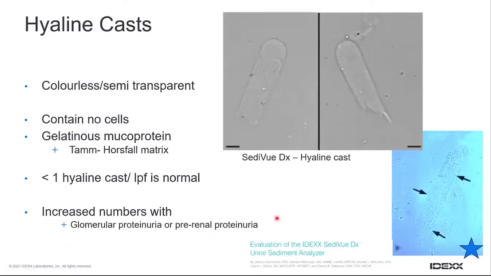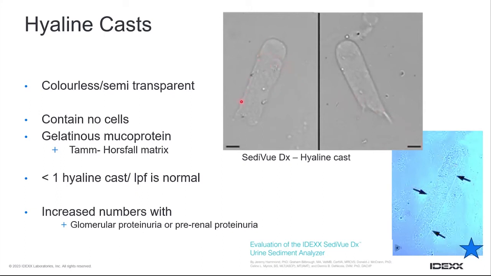So hyaline casts are the primary forms of casts and from which all of the others form. They are colorless to semi-transparent. So here on the top hand side of your screen, I should have indicated if any of the images I'm showing you are gray, black and white, then that will be a SediVue image. Whereas if they're in color, it will indicate more a standard microscopy, but the same rules apply. You can see they look very similar. It's just the color difference.